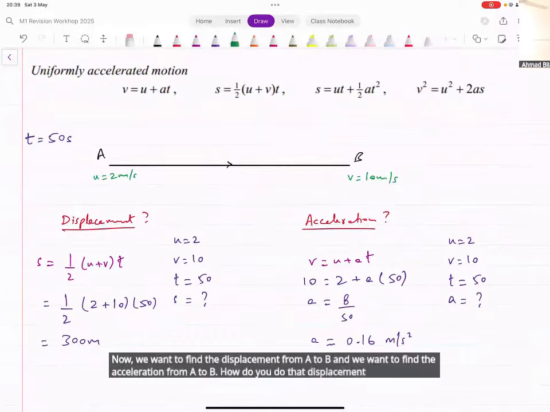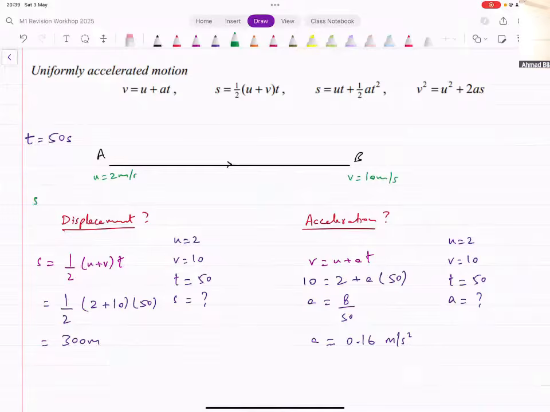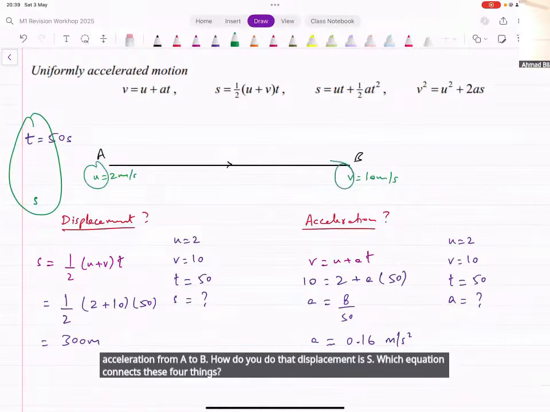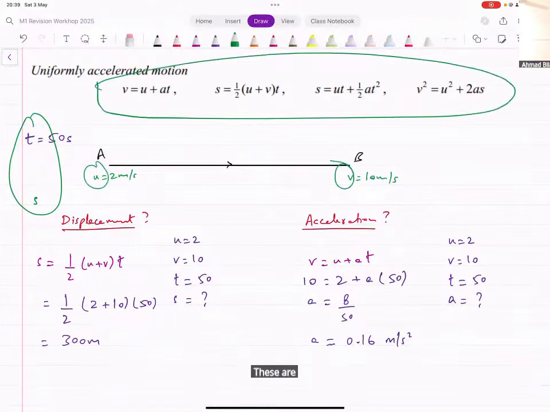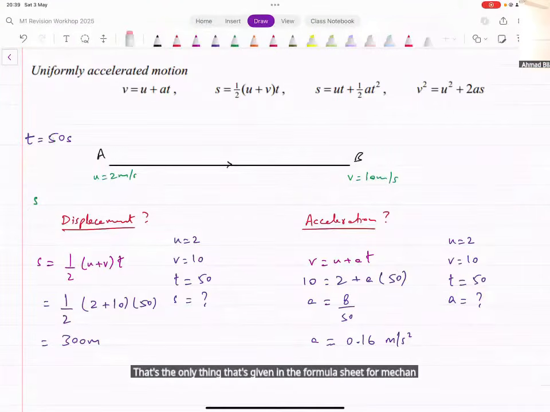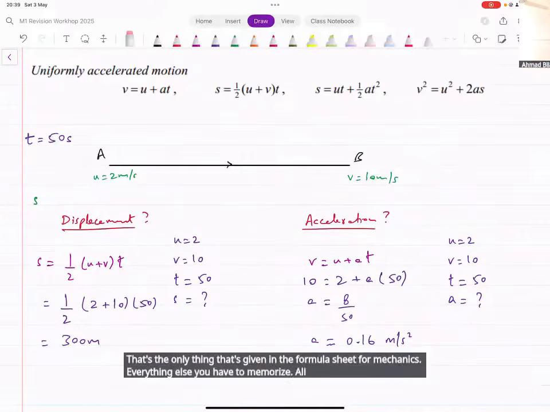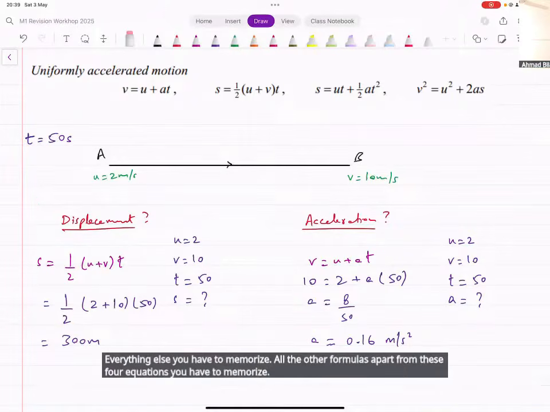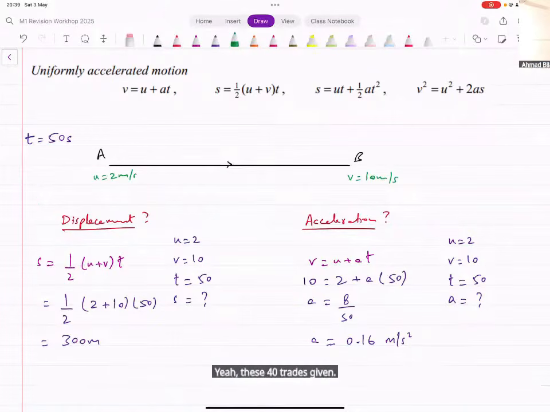Displacement is S. Which equation connects these 4 things: S, T, U, and V? These are the equations that are given in the formula sheet like this. That's the only thing that's given in the formula sheet for mechanics. Everything else you have to memorize. All the other formulas, apart from these 4 equations, you have to memorize. You can see which connects S, T, U, and V. That's this equation. So you just use that equation and find the value of S from that.